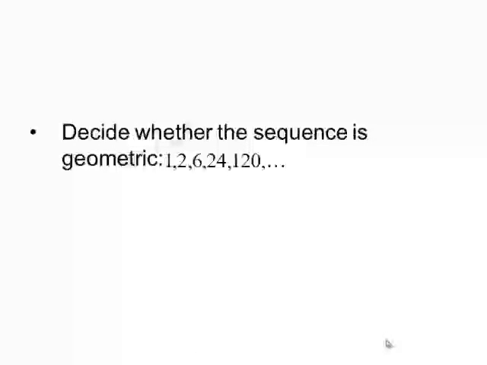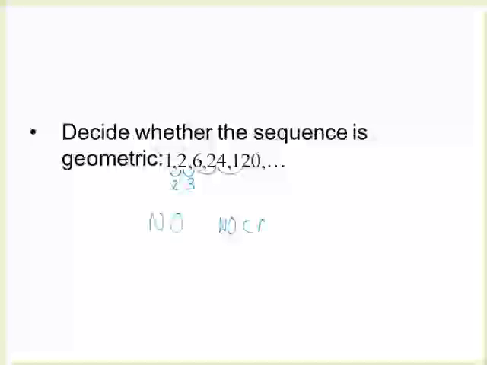So our first question is decide whether or not this thing is geometric. To get from 1 to 2, what do I multiply by? 2, and then 2 to 6, I multiply by 3, and if we continue 4, 5, there's a pattern to what we are multiplying by, but we are not multiplying by the same thing. So this is not geometric. And our explanation in our homework would be to say that there is no common ratio.